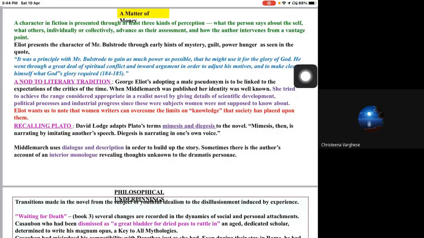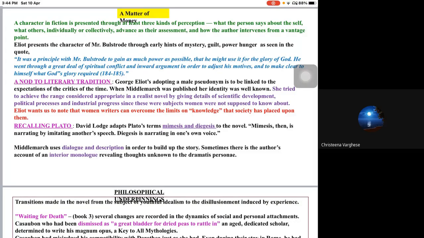So, we were talking about mimesis and diegesis. Mimesis is narrating through imitating another's speech, whereas diegesis is narrating through one's own voice. So here we see the writer presenting to us the dialogues through the characters. So narrating through mimetic forms, right?